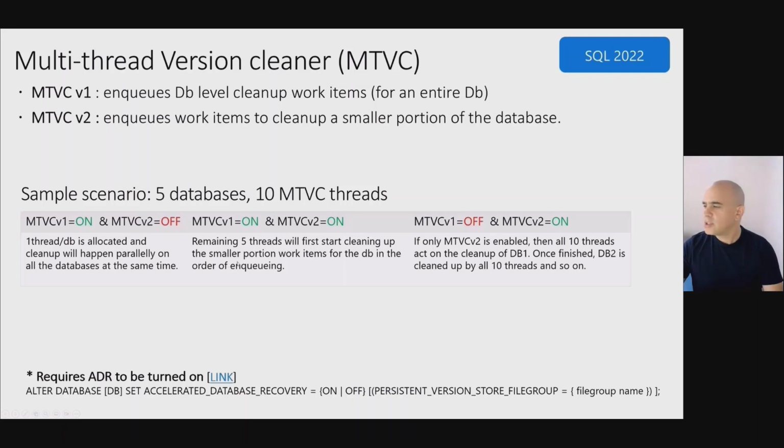If both of those improvements are enabled, the remaining 5 threads, remember we had 10, will first start cleaning up the smaller portion work items for the database in the order of enqueuing. And if only the second version of the multi-threaded cleaner is enabled, then all 10 threads act on the cleanup of database 1. Once finished, it moves to the second database to clean up, with all threads, and so on.